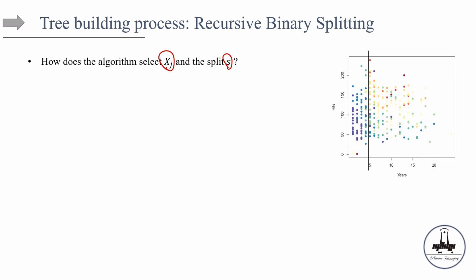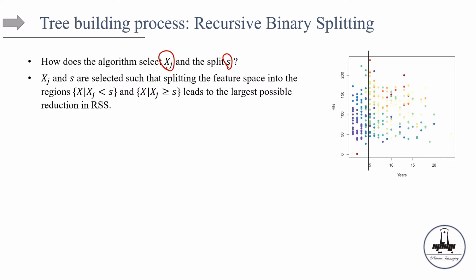It is greedy because at each step of the tree building process, the best split is made at that particular step, instead of looking ahead and picking a split that will lead to a better tree maybe down the road, right? So let's see how we can write it down. Xj and s are selected such that splitting the feature space into regions, let's say R1 and R2, leads to the largest possible reduction in RSS.